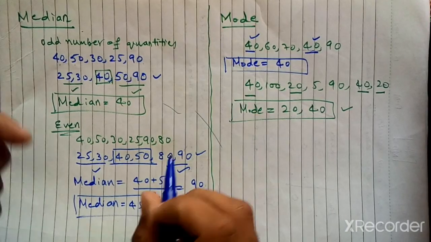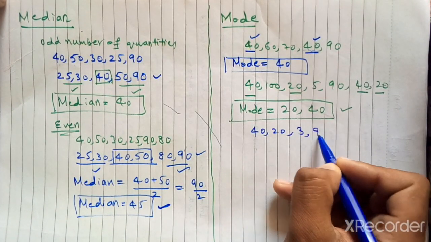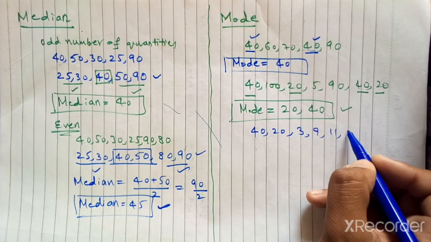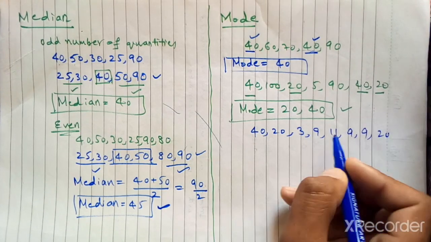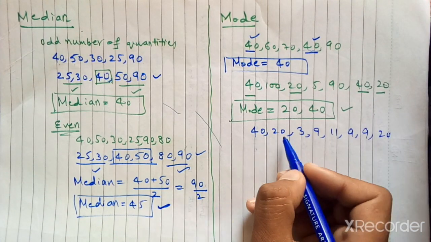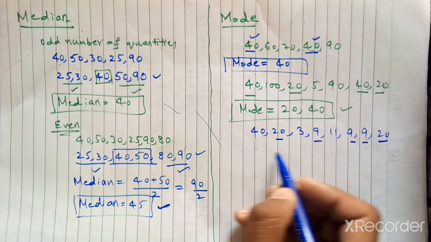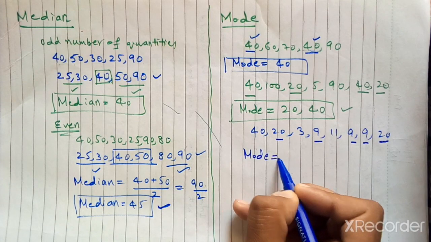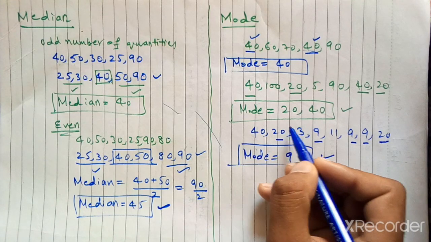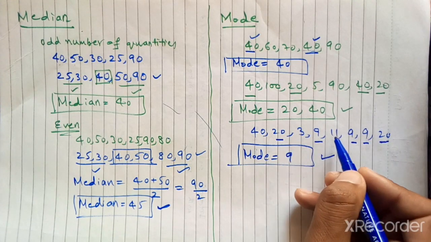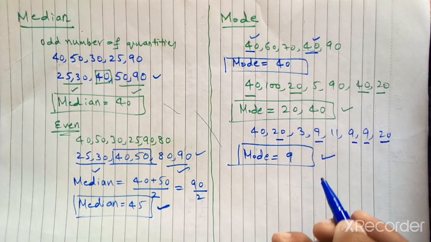For example, if we have another set of quantities: 40, 20, 3, 9, 11, 9, 9 and 20. Here we have repeated values: 20, which is repeated 2 times, and 9, which is repeated 3 times. So our mode will be 9, as it is repeated the most. Though 20 is also repeated twice, we are looking for the most repeated value, so our answer will be 9. In this way you can calculate the mode.